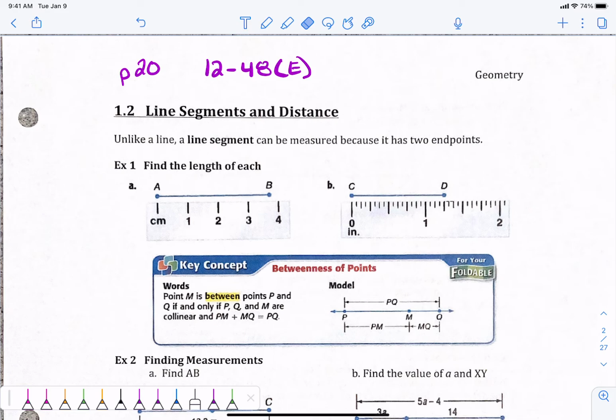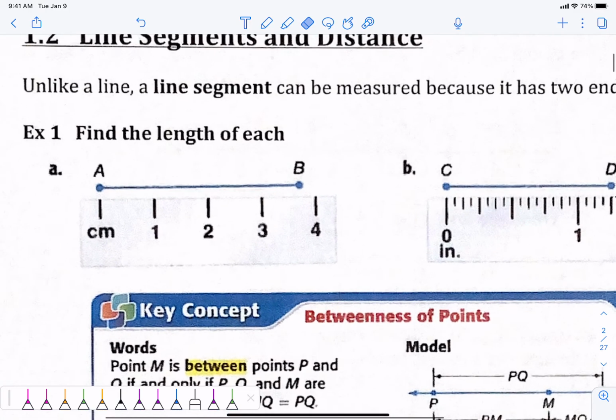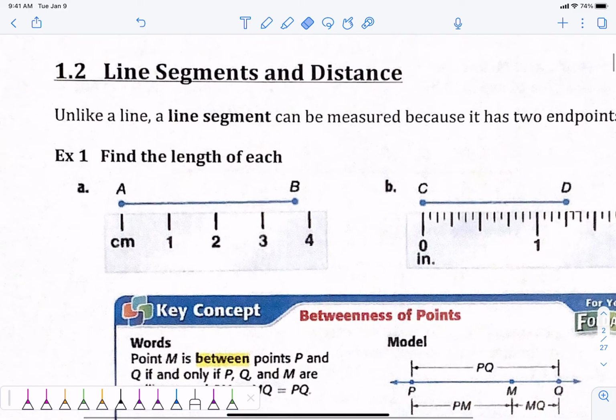Anyway, 1.2 is line segments and distance. Most of this is pretty straightforward, and then at the end we get to the distance formula, which is something we do a lot in this class, and I really want you to remember how to do it. Unlike a line, which goes forever in both directions, a line segment has 2 endpoints. Line segments can be measured; lines cannot.